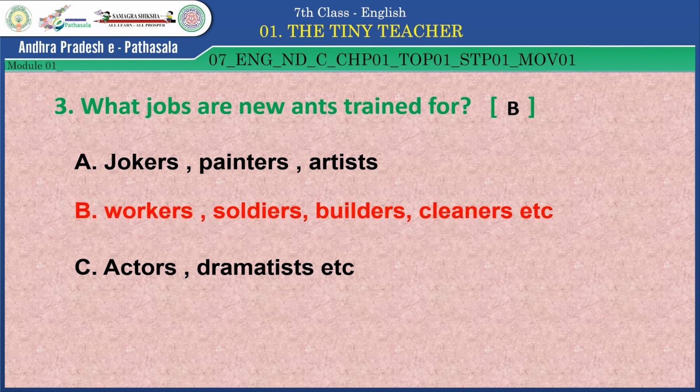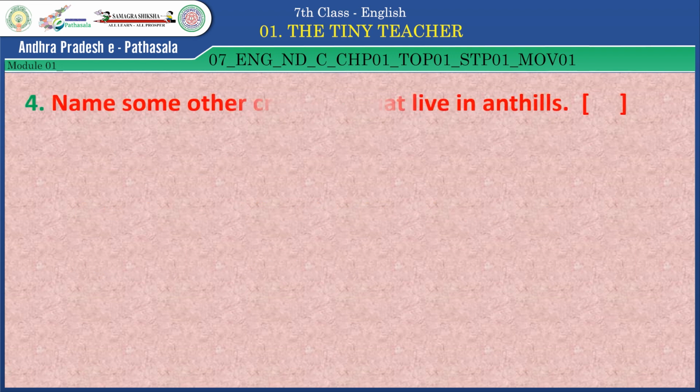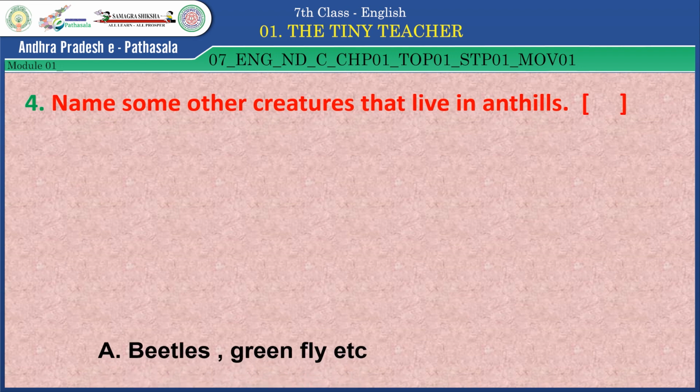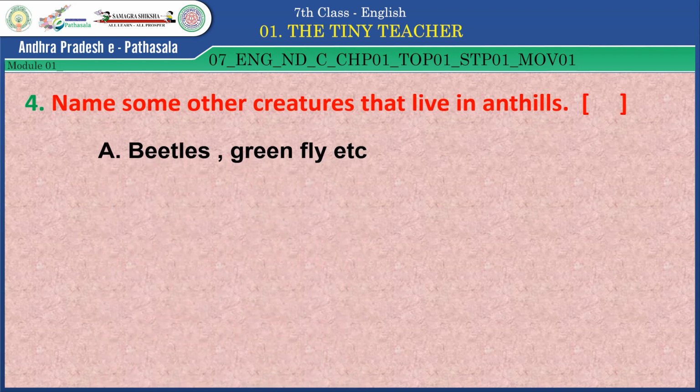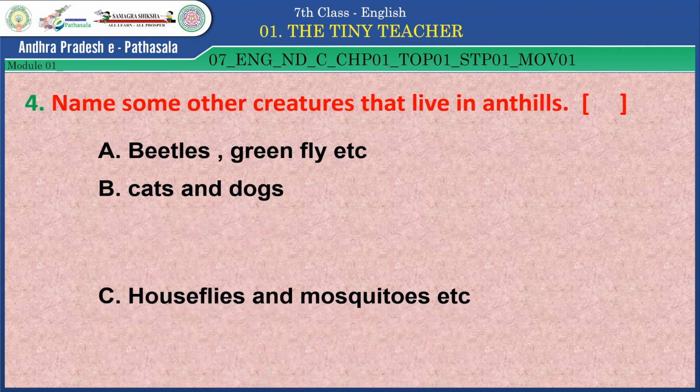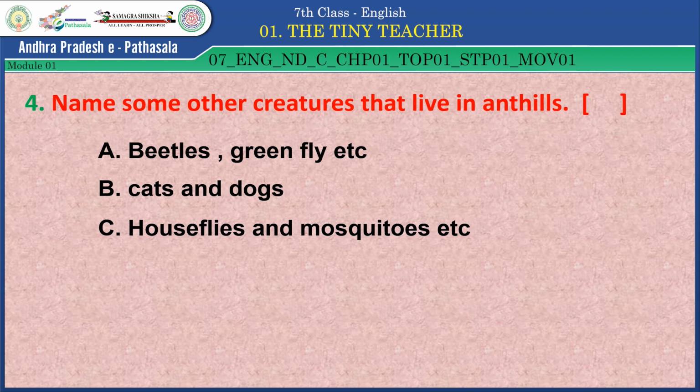Very good. Name some other creatures that live in ant hills. Option A, beetles, greenfly, etc. B, cats and dogs. C, houseflies and mosquitoes, etc. Excellent, children. You said the perfect answer. The answer is option A, beetles, greenfly, etc.